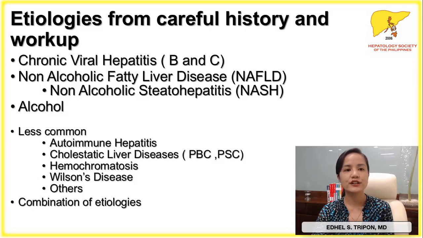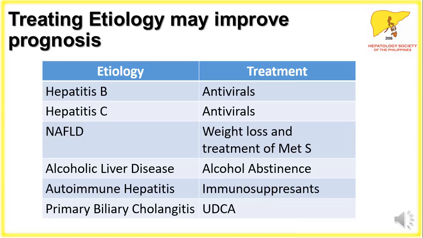The etiology of CLD is commonly diagnosed through baseline liver tests and careful history taking, with special note of risk factors, family, and social history. Listed here are other less common causes of CLD that can be arrived upon on second-line testing. Note that there are instances when more than one etiology for CLD may be existent in a single patient.